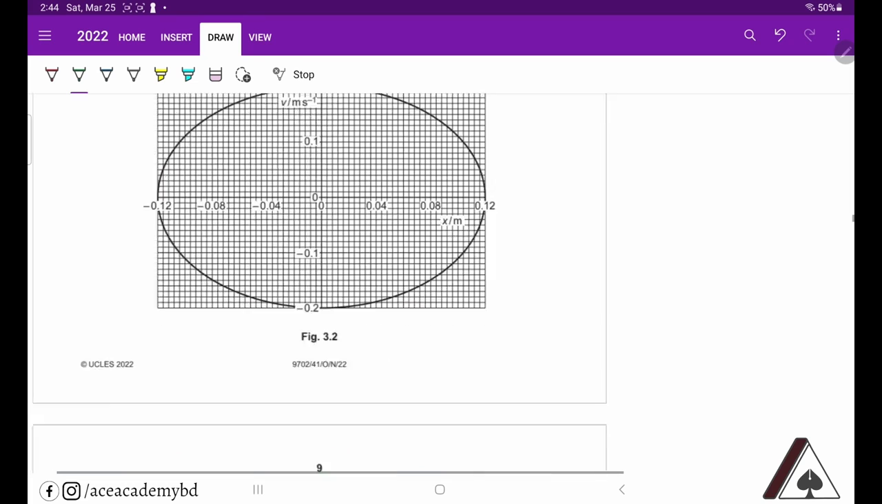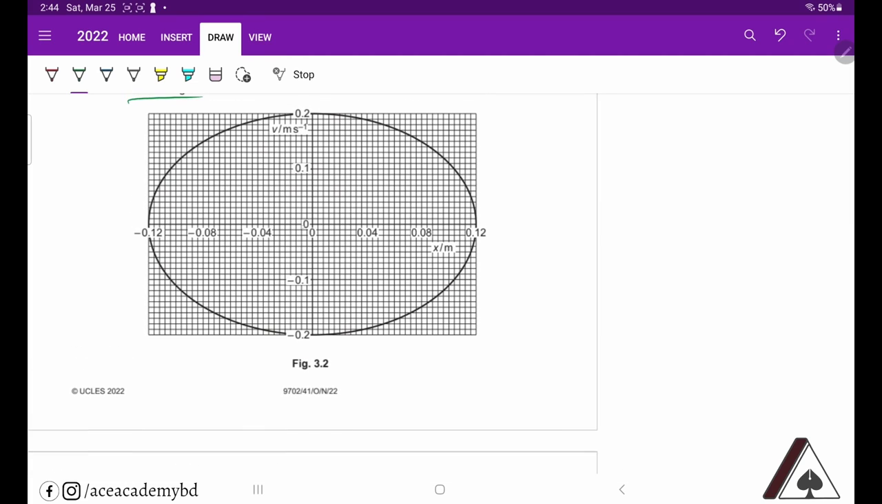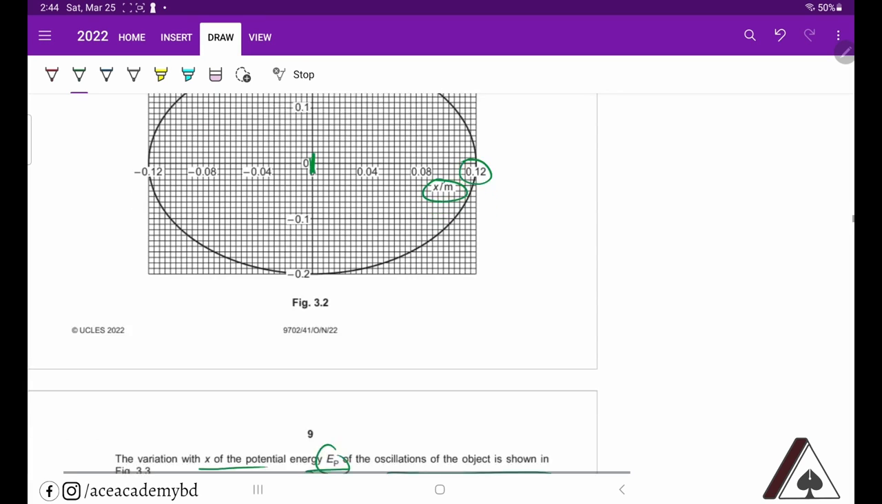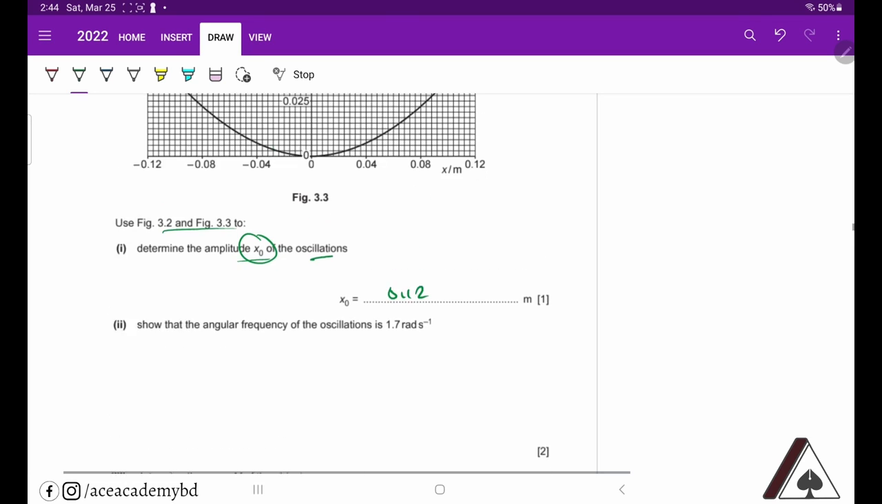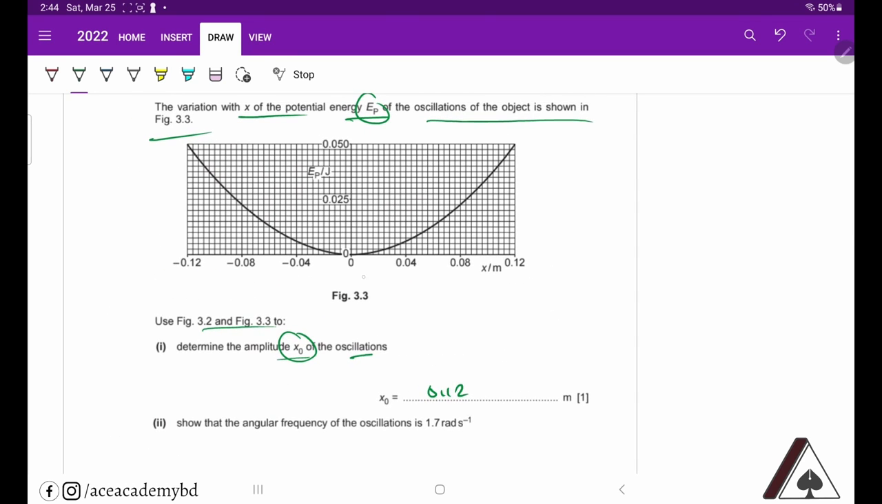So let's just find it from the first figure. Over here we can see 0 as the normal point, and it extends up to 0.12 meters, which is the maximum displacement from the initial position. So we can directly write 0.12 meter here. Also, from the second figure, we can see that the maximum displacement from the equilibrium position is 0.12, so that is our amplitude.